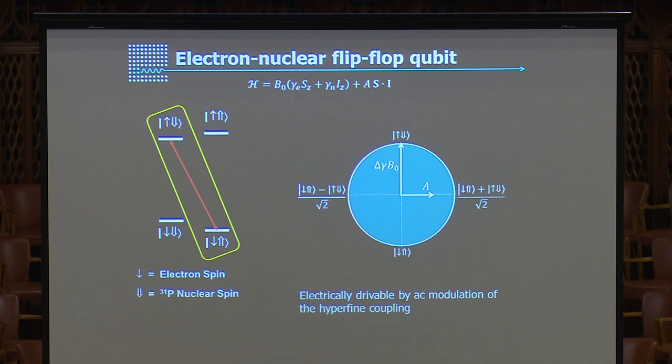Basically, the electron Zeeman minus the nuclear Zeeman is the sigma Z term in there, and the hyperfine appears like a transverse term. So if you just look at this Bloch sphere, you recognize straight away that if I can modulate the hyperfine at the frequency corresponding to the splitting of these states, then I can induce transitions between these flip-flop states.